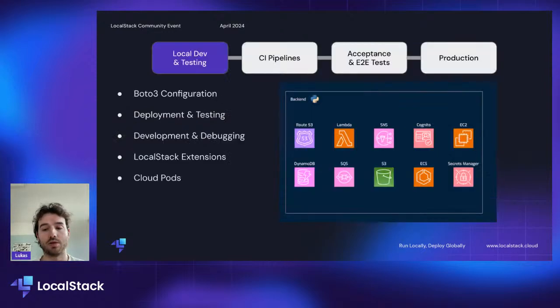with LocalStack? Well, let's start with the first step. Let's keep it simple and small. Local dev and testing. Where does LocalStack help us with developing the backend? On the left-hand side, I have listed all of the various things which we will go through. First is Boto3 configuration. Then we'll take a short look at deployment and testing. Then we'll look at development and debugging. We will see how we use LocalStack extensions. And then last but not least, how we use cloud pods to enable local dev and testing.